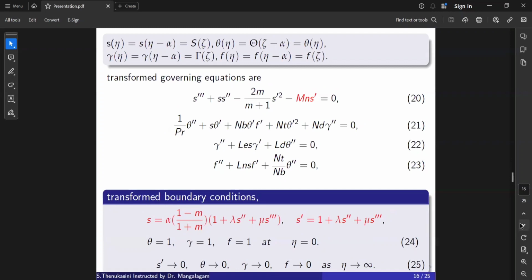To make it easier, we define these variables. It will help to set theta equals alpha at eta equals 0. That is, these variables change the transformed boundary condition places. Therefore, our transformed governing equations also change like these. These are high order nonlinear ordinary differential equations. So we can't solve them directly. We need to choose a proper numerical algorithm.